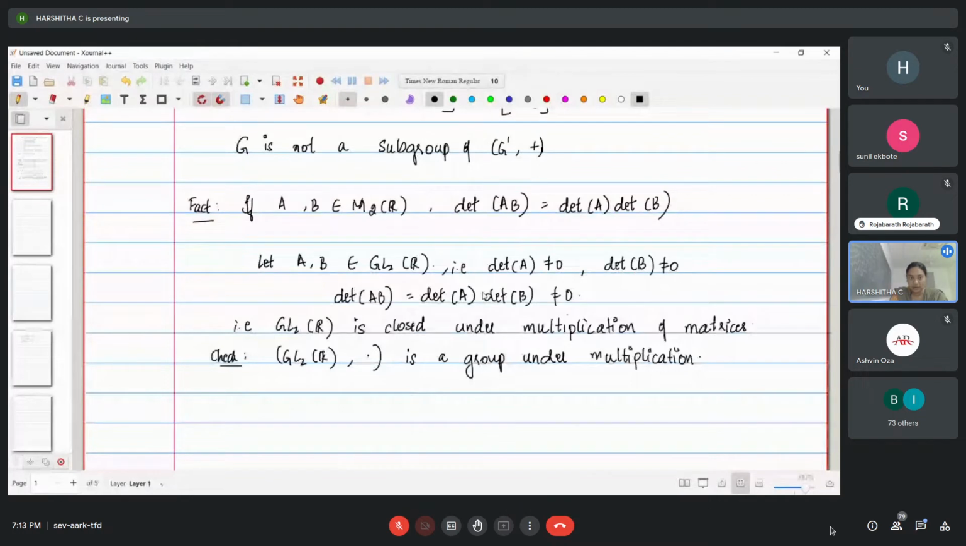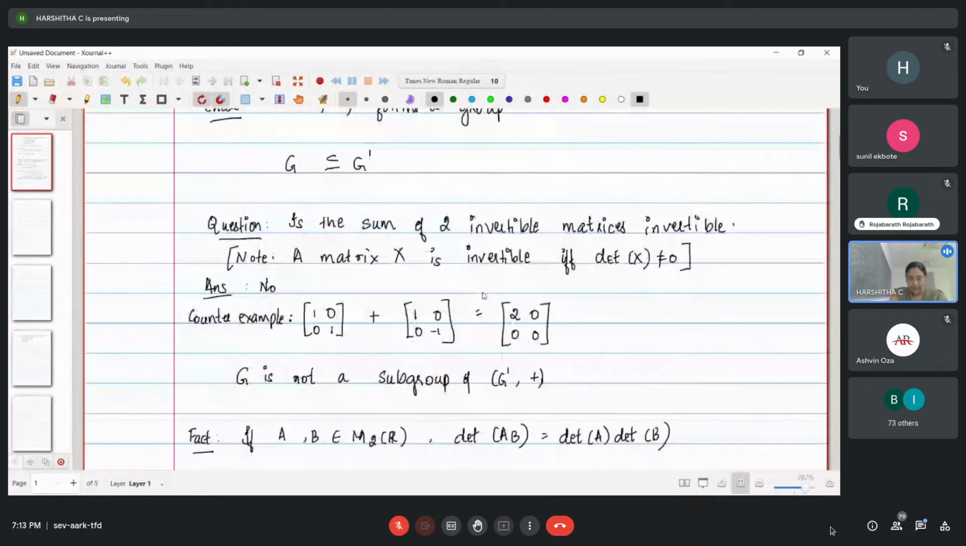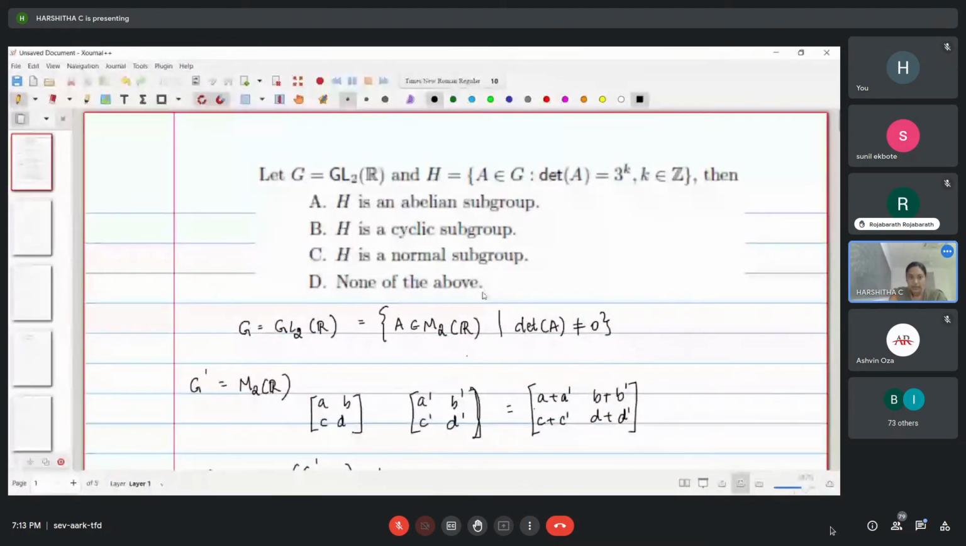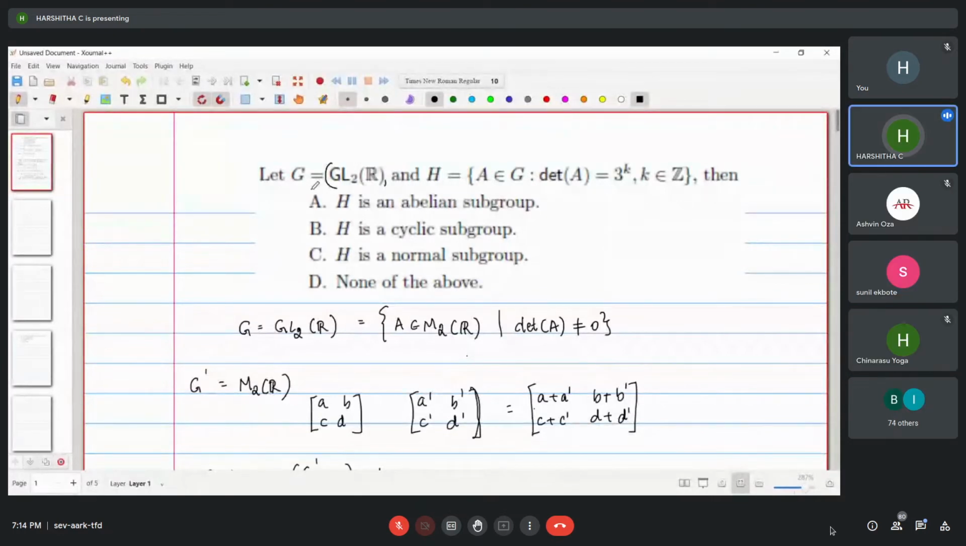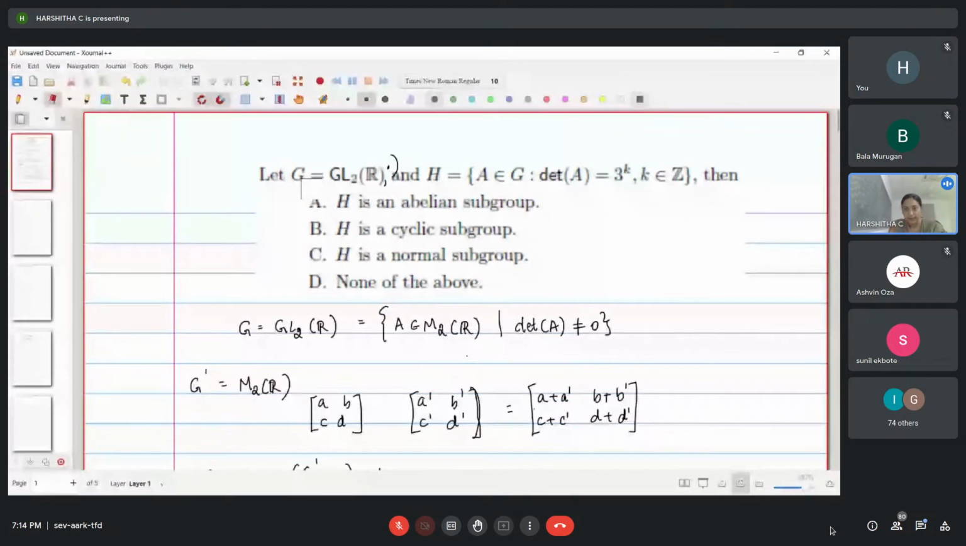Okay, so let's go back to this original question that we were looking at. Basically, when we say G equal to GL2(R), it is understood that it is a group under multiplication, because under addition, it doesn't even form a group. Right? So that was the point I was trying to make.